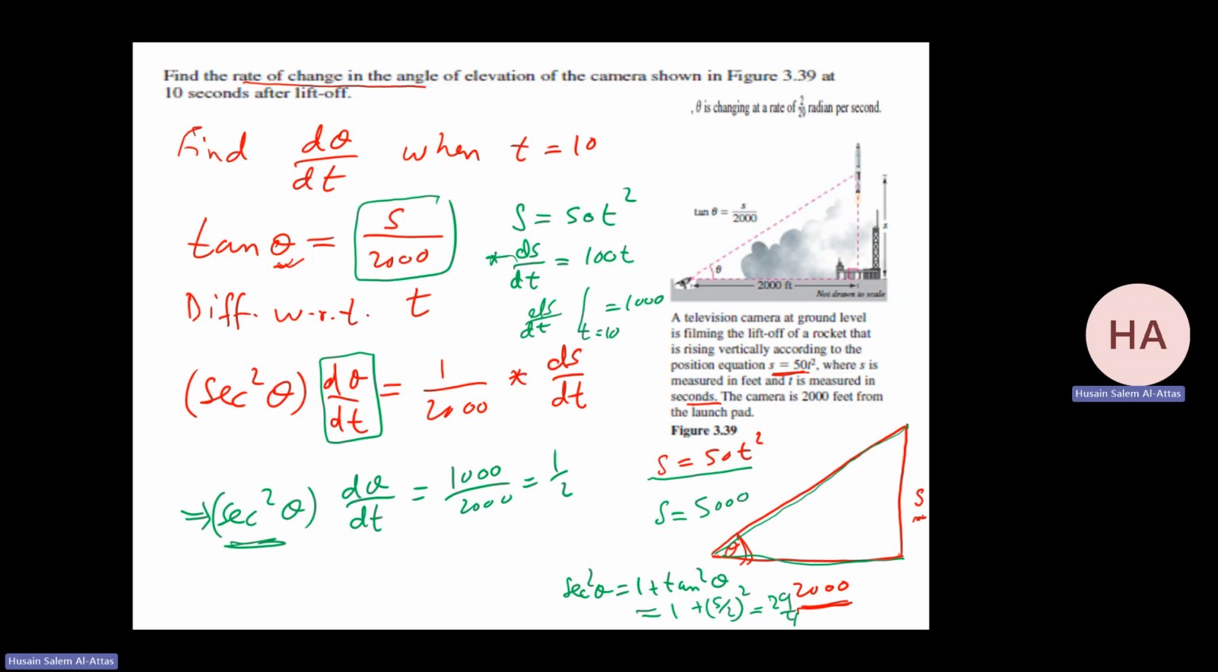That will be secant squared, 29 over 4. So 29 over 4 times d theta by dt equals half. So d theta by dt will be equal to what? 4 over 2 times 29. This is 2, this is cancelled. So I have 2 over 29, and that is the answer. Mainly this is what we have: differentiate, then do the calculation. Okay.